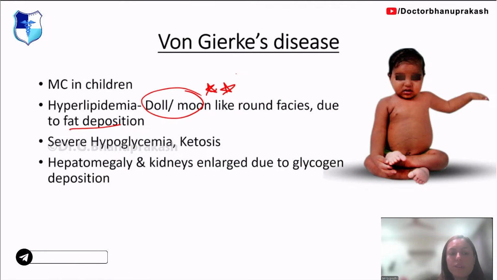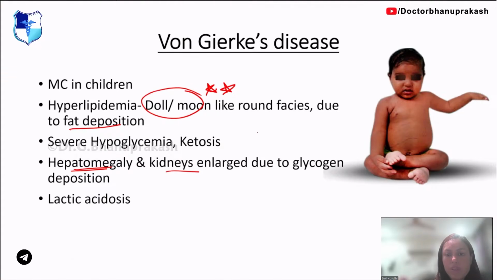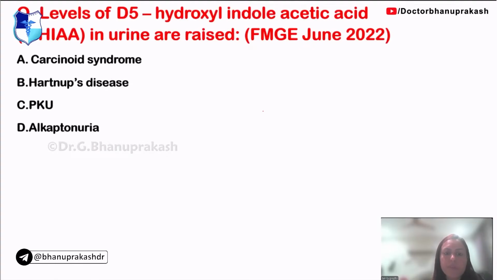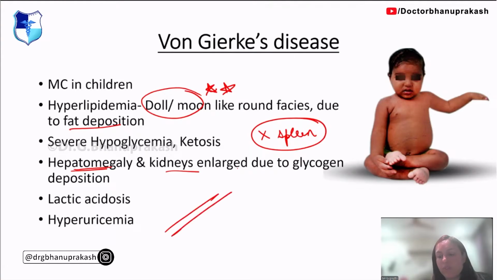Then hepatomegaly, which is massive hepatomegaly. Kidneys are also enlarged, but spleen is not enlarged. In these patients, do remember, spleen is not enlarged. Liver and kidney enlarged. Then lactic acidosis, hyperuricemia. So these are very typical clinical features of von Gierke's disease, frequently asked.